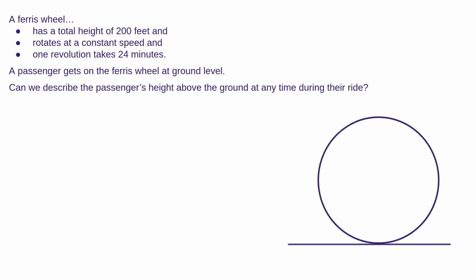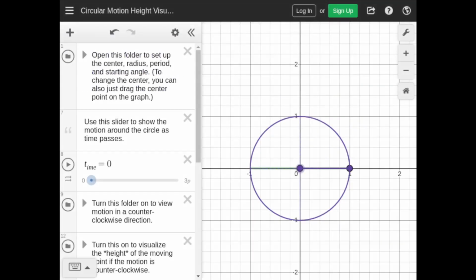Good place to start, almost always, is drawing a picture. So I'll label on the picture what I know about this problem. And then I want to show you a tool that I built that again is linked in the description that you can use to help you animate and visualize these sorts of situations. So I'm going to build this circle in this tool. I'm going to open up this top folder here.